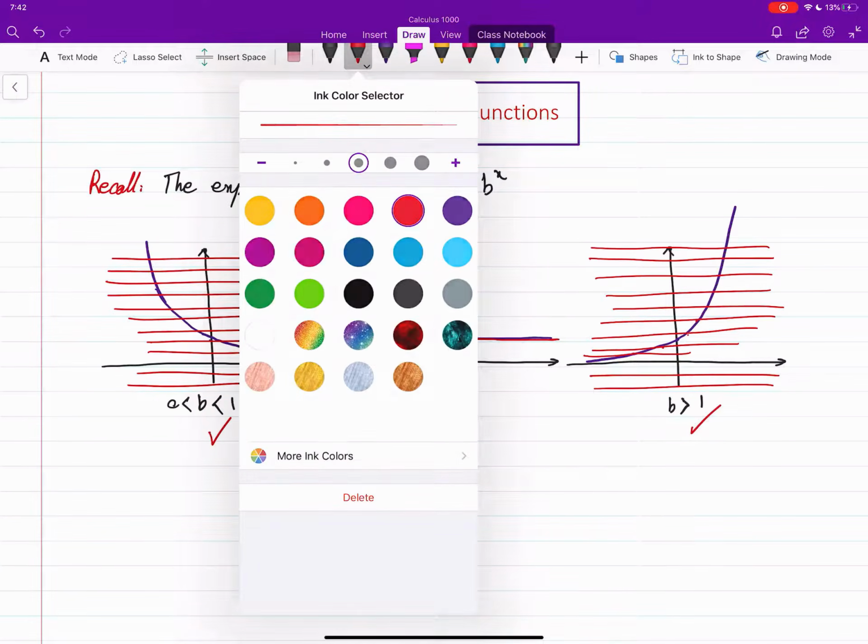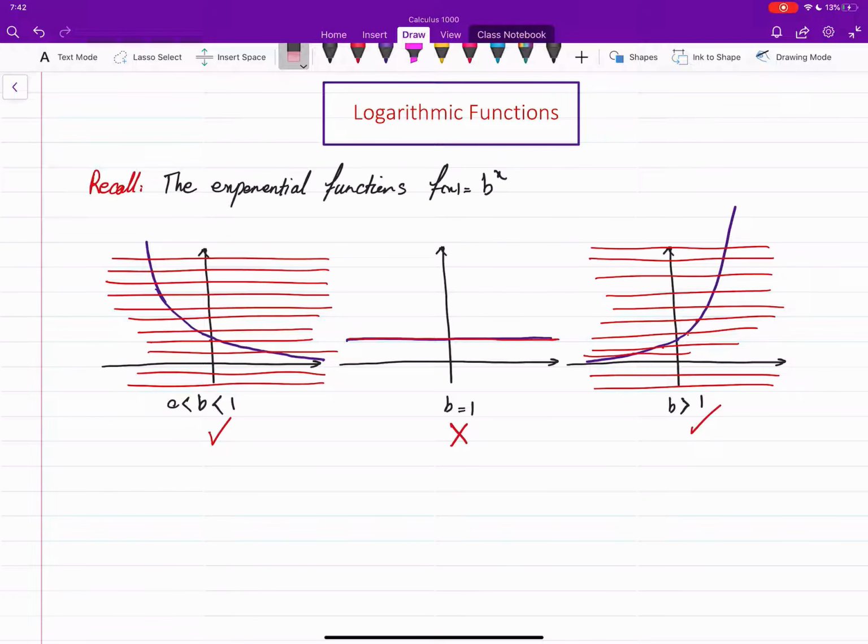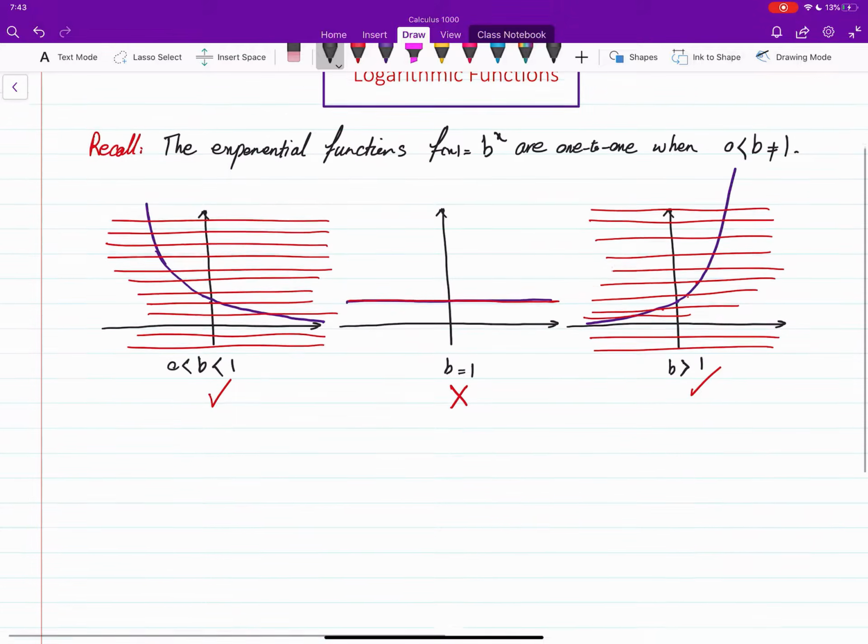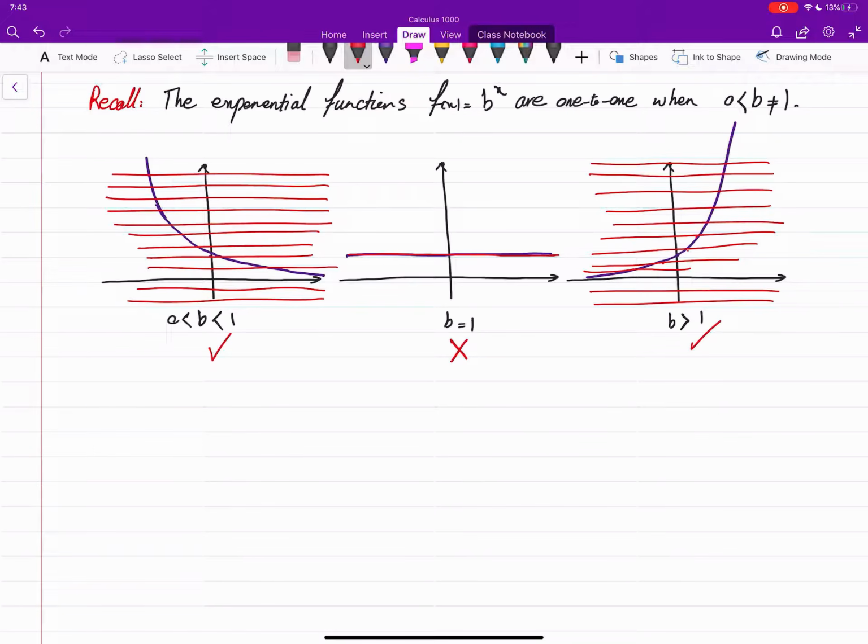So this is the fact that the exponential functions b to the power x are one-to-one when b is bigger than 0. We always take the base to be bigger than 0, but not equal to 1. And, well, if the function is one-to-one, you can look for its inverse. And yes, we can find the inverse. And actually, this is what is called the logarithmic function definition.